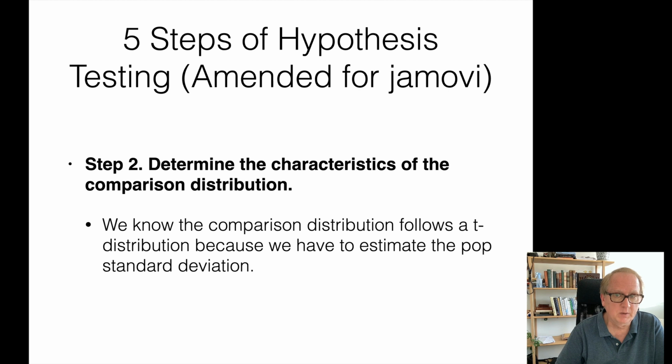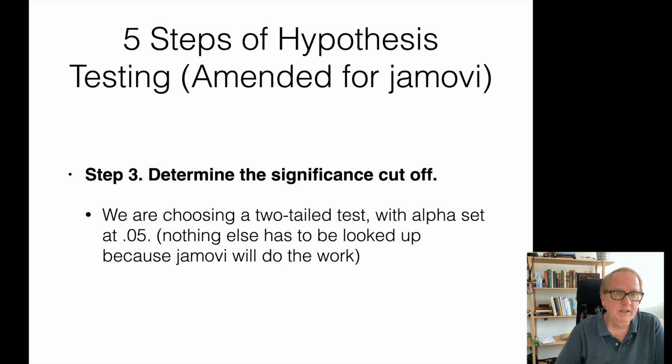It wasn't given to us in the problem. Step 3 is that we're going to choose to do a two-tailed test with an alpha set of 0.05 because nothing else was said in the problem about that. We didn't have necessarily a directional hypothesis. So let's go ahead and just set it up to be a two-tailed test, alpha 0.05. Nothing else has to be looked up at this point.